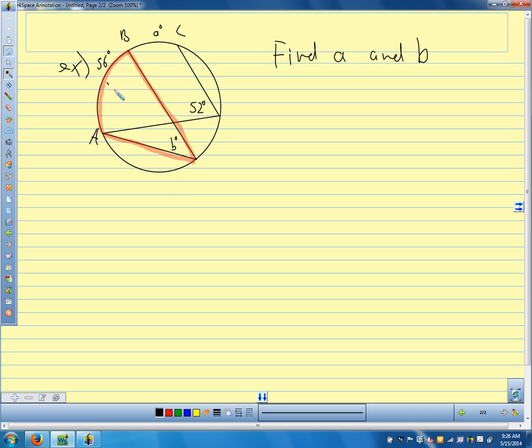So how do we go from the arc to the angle? Divide by 2. So B equals 56 divided by 2. So I get 28 degrees.